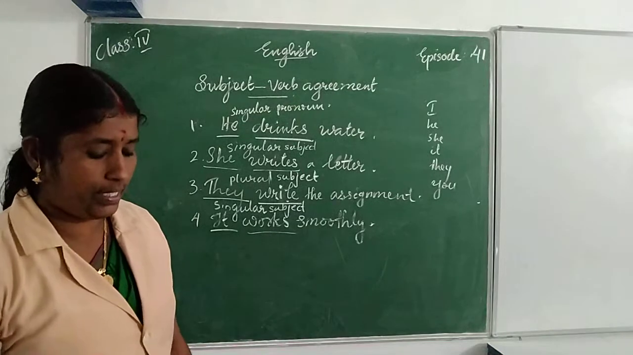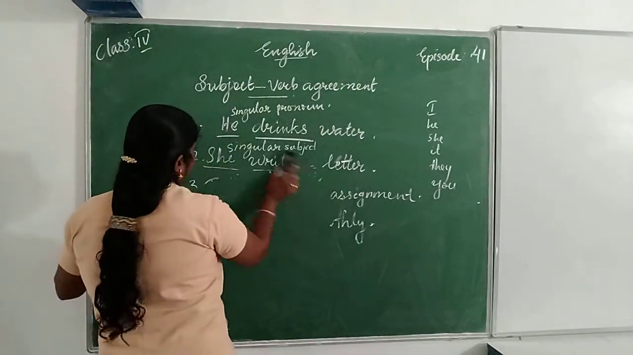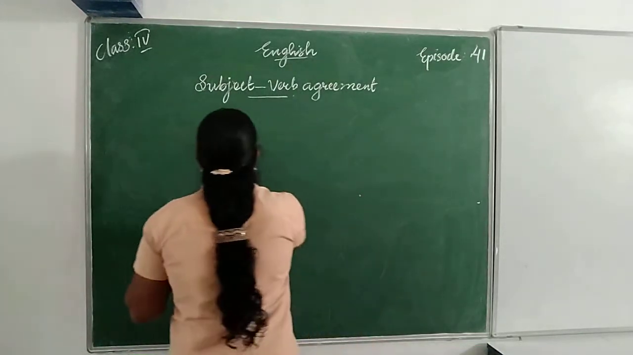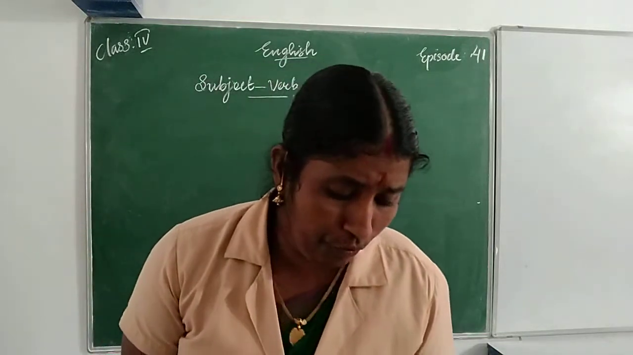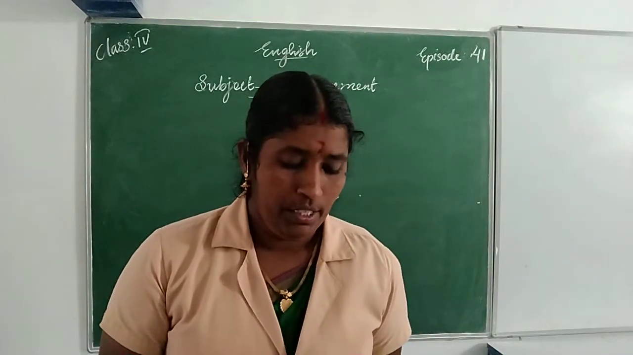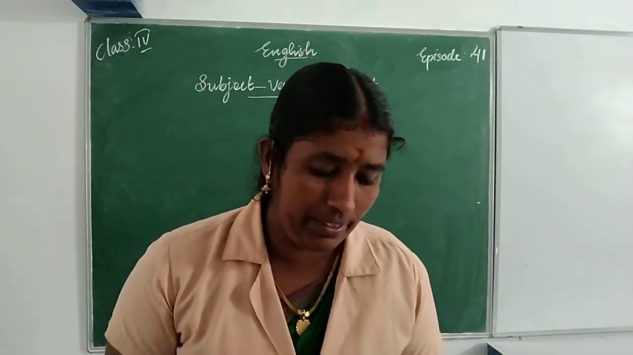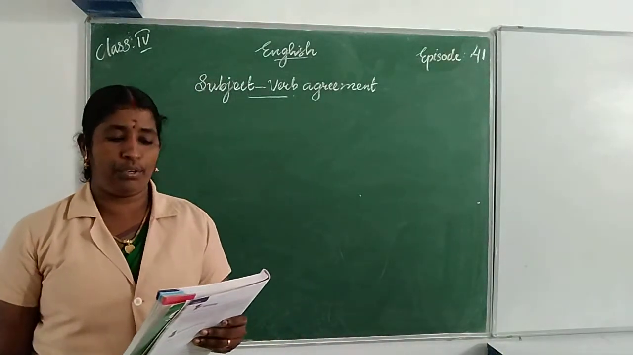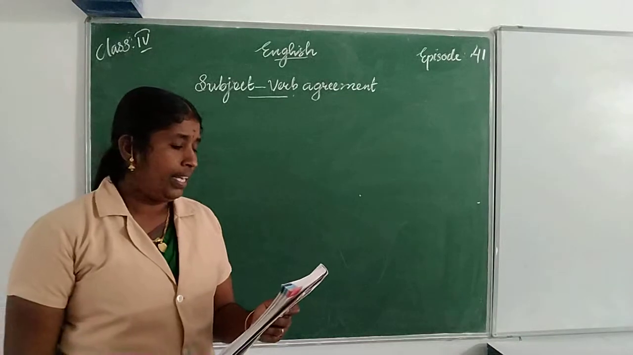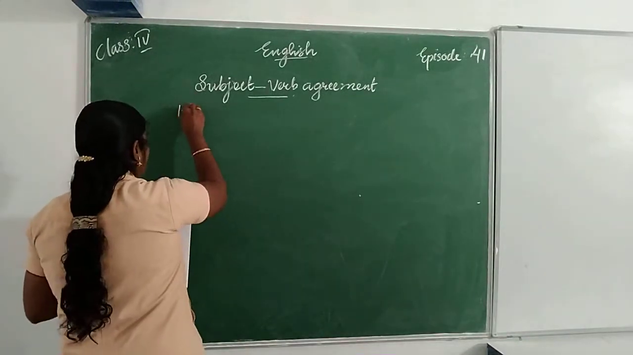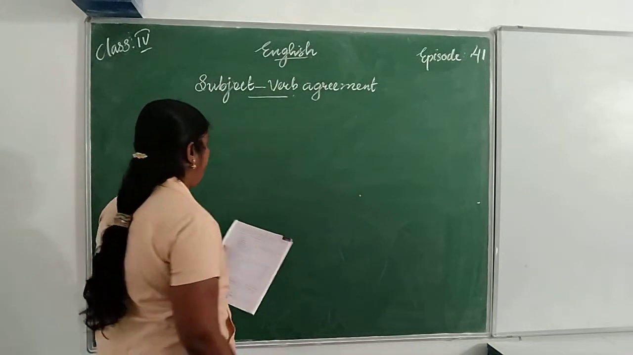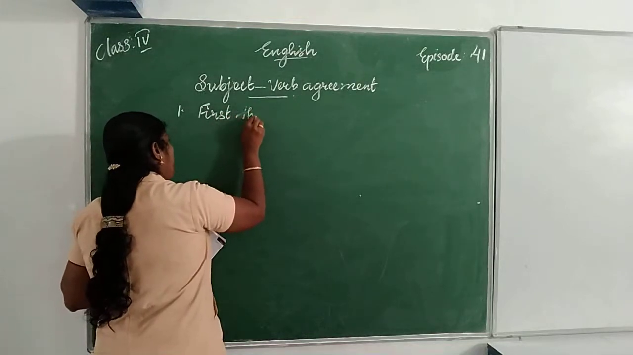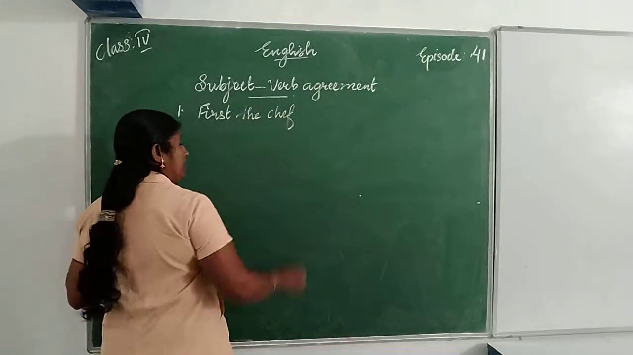Then we can move into the exercises on page number 13. Read the following sentences. Choose the correct verb so that the subject and the verb agree with each other. The verb is given here. The chef is making cutlets for you. Look at the first sentence. First the chef, C-H-E-F. Chef.